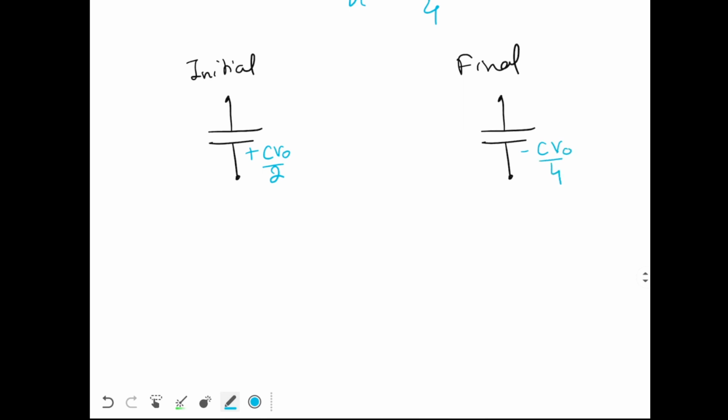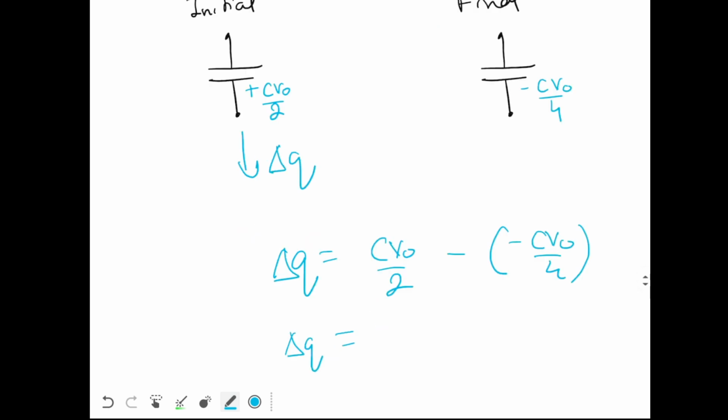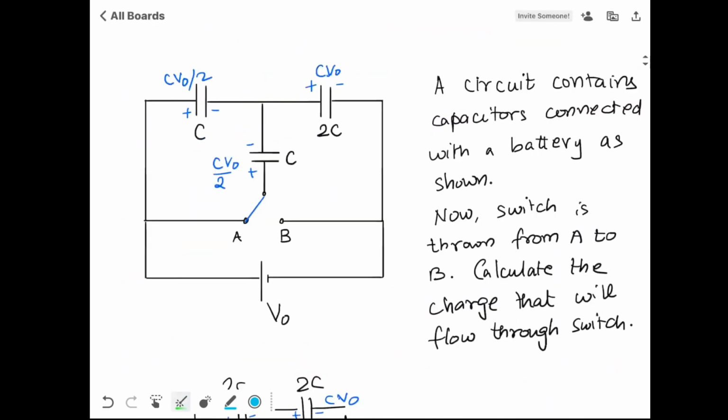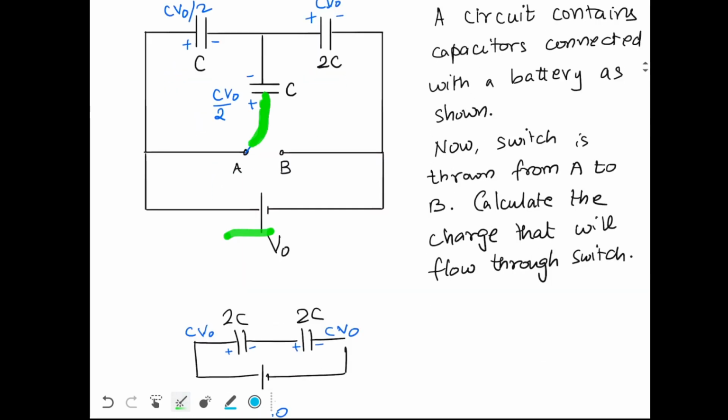So that means if I say delta Q charge flew away from this lower plate, delta Q will be equal to CV naught by 2 minus CV naught by 4. So delta Q is equal to 3CV naught by 4. This much charge flew away from the lower plate, and since the switch is connected to the lower plate itself, the charge flowing through the switch will be 3CV naught by 4. This will be the answer.